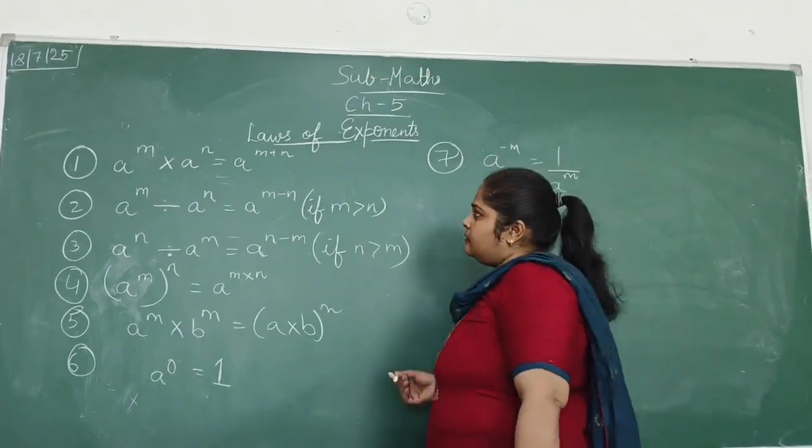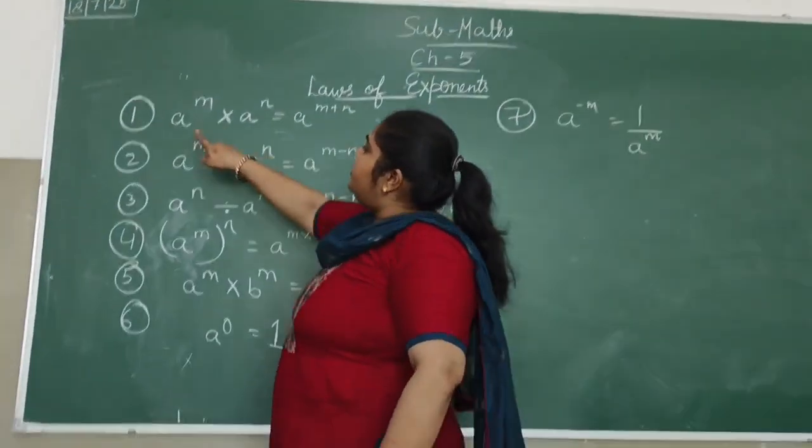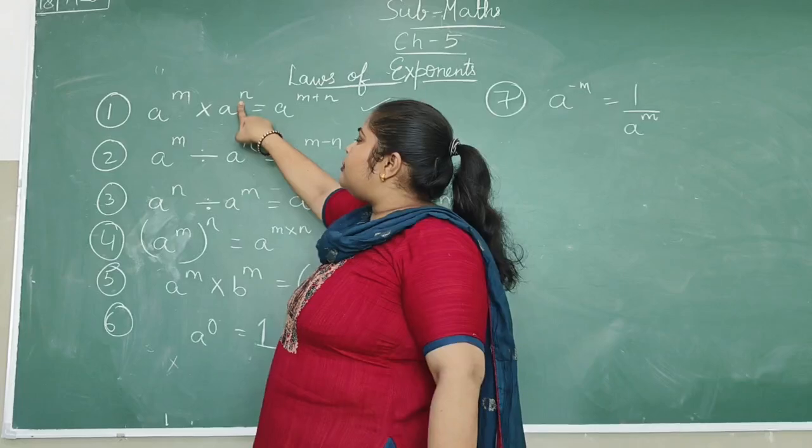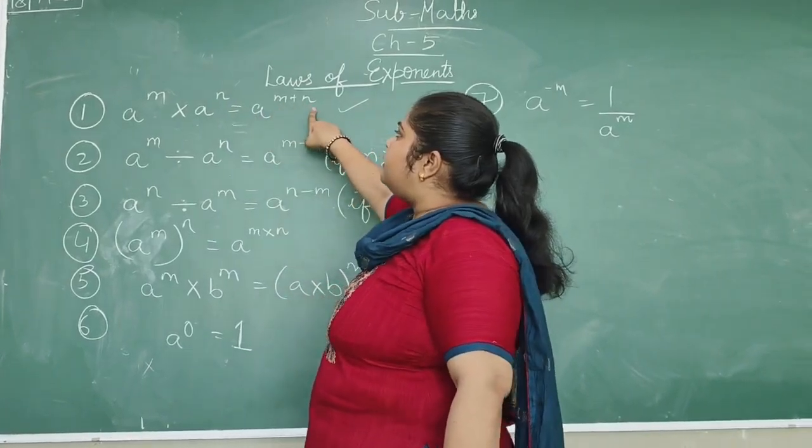Let's learn what these laws are and how you can identify which law is applicable on which portion, which question. So the very first law says, if there is a number a raised to the power m, multiply a raised to the power n, it gives a raised to the power m plus n.